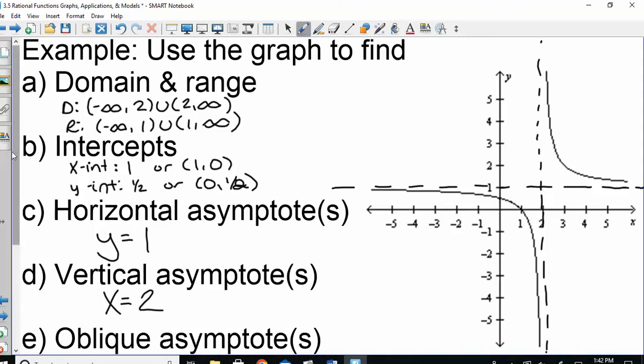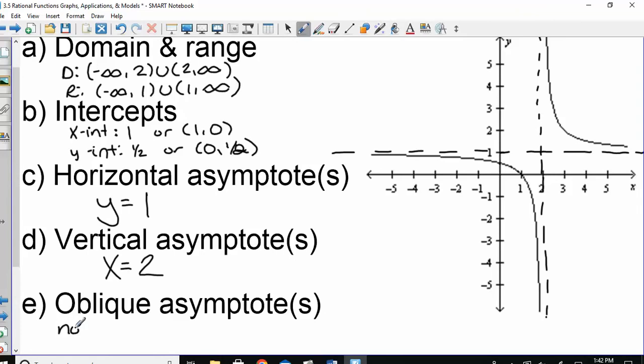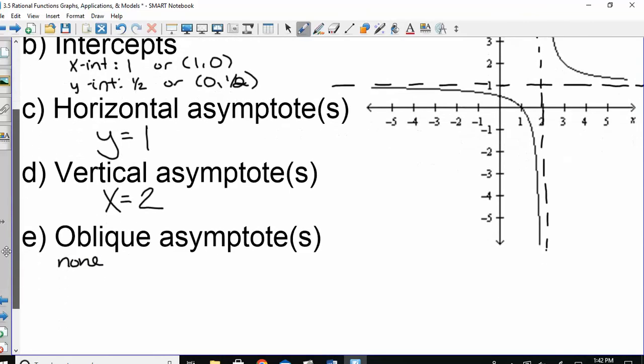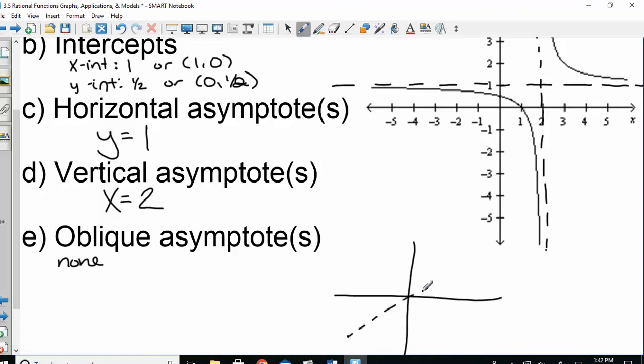This graph does not have an oblique asymptote. An oblique is basically a line that we're getting close to that's not horizontal or vertical, so it might look something like this if we had an oblique asymptote. So it's just any other line that we would have. So do you guys think if I gave you a graph of a rational function, you could look at it, figure out where the asymptotes were, answer questions about domain and range?